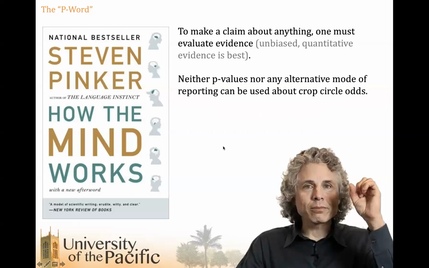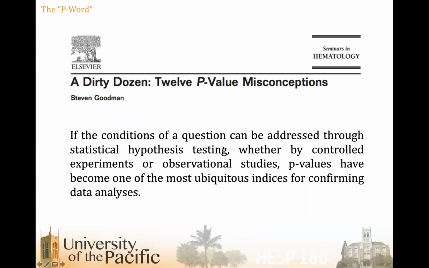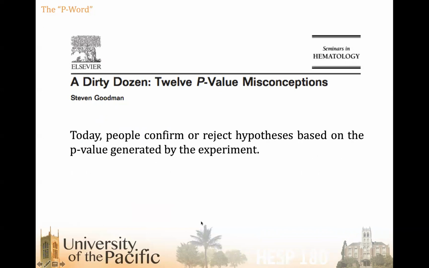P-values cannot describe crop circles, right? But they can describe scientific inquiry. And people do p-values wrong. They do it incorrectly. And so you start to get articles like this. That's a really good one. A Dirty Dozen, 12 p-value misconceptions. It's just these ideas of what people are doing wrong with the p-value.